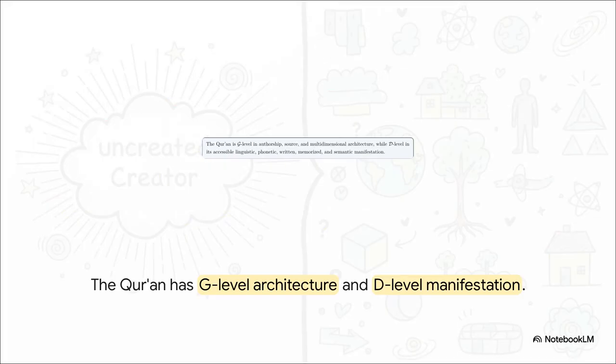Notice the beautiful duality here. The physical text you read is bound by time and space. That's the D-level manifestation. But the underlying architecture, the source, that carries an uncreated G-level depth that ordinary human minds could never exhaust. It perfectly navigates that absolute boundary.